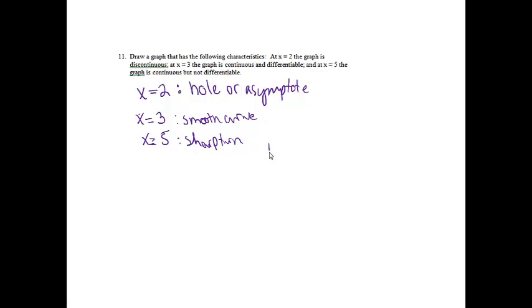So just a sample picture of what this might look like. At x equals 2, there's going to be some sort of hole or asymptote. I'm going to make a hole, so it's coming down with the hole till then. At x equals 3, there's just a smooth curve. And then when I get to x equals 5, there has to be a sharp turn. So it's going to look something like that. We could also have something with an asymptote in it.